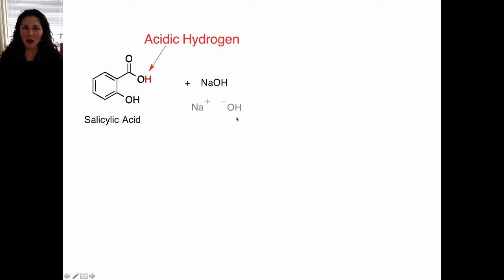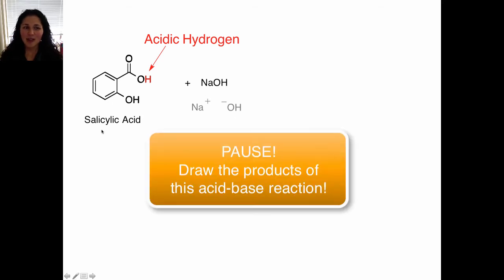Pause the video now and draw the products. You should draw the conjugate acid of hydroxide ion and the conjugate base of salicylic acid.